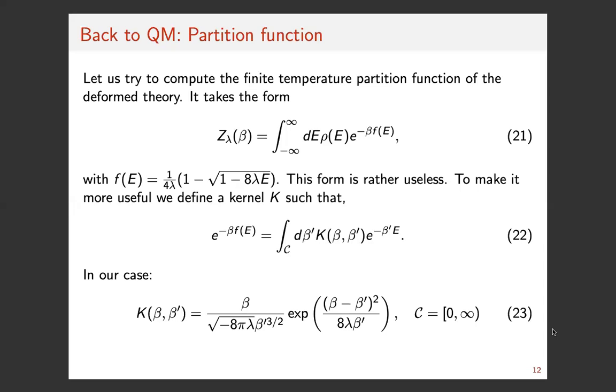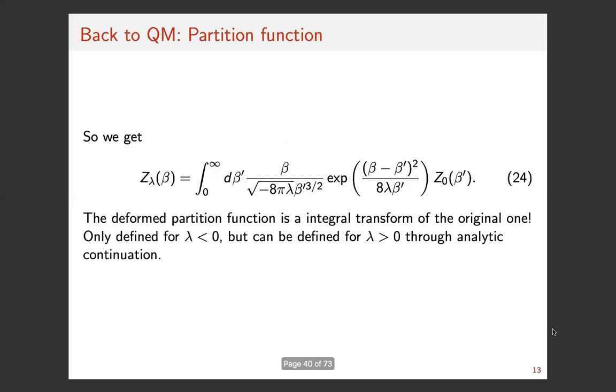The integral over beta prime runs from 0 to infinity here. So what we end up with is an integral transform of the original partition function that gives the deformed partition function. This is a much, much more useful form of the deformed partition function, as it means that if I have the original partition function, I can compute the deformed partition function straight away.